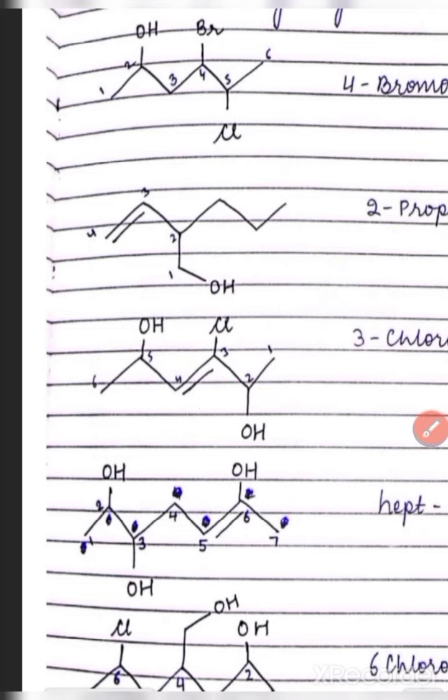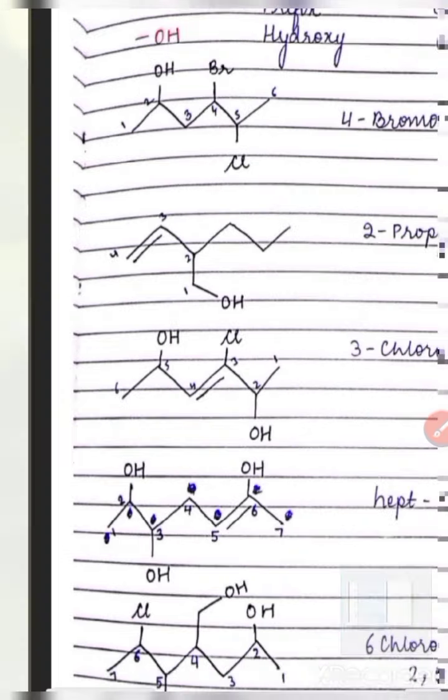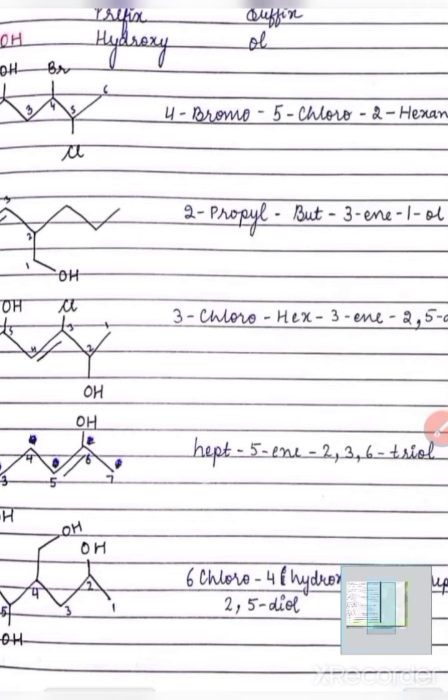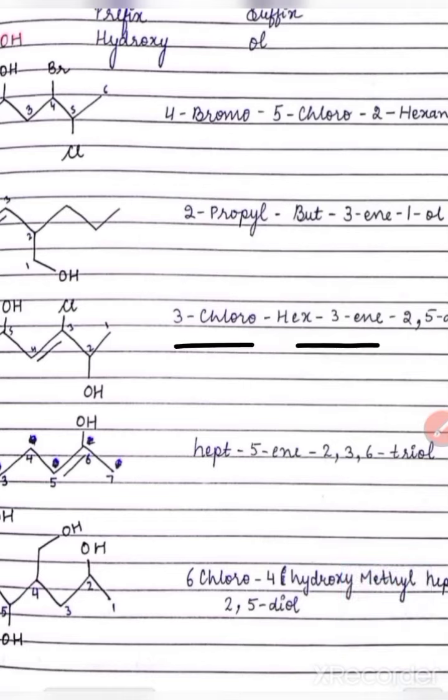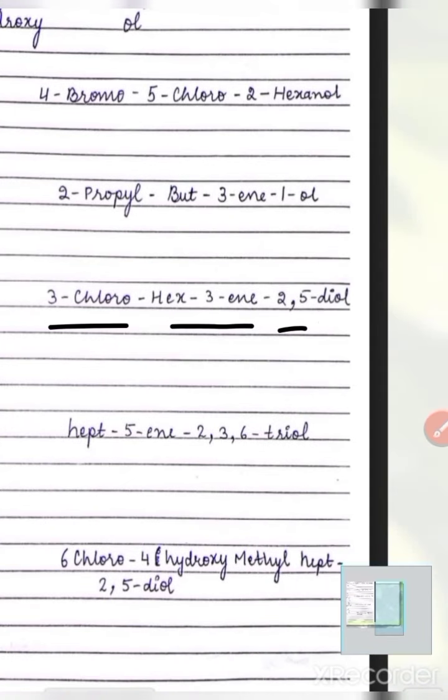So if we number it from the right hand side, then we get 3-chloro-hex-3-ene-2,5-diol. Here it is written. At third position we have the chloro group, so 3-chlorohex-3-ene-2,5-diol.